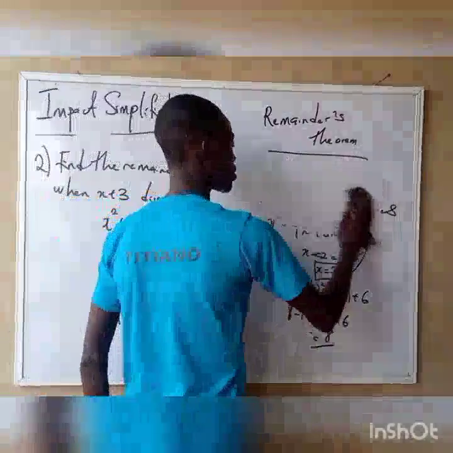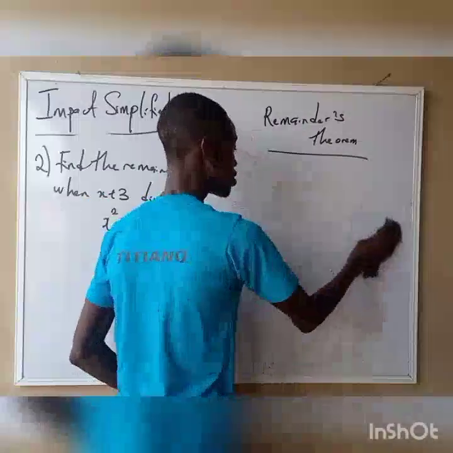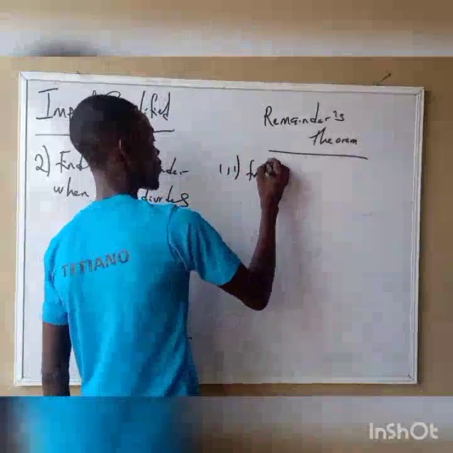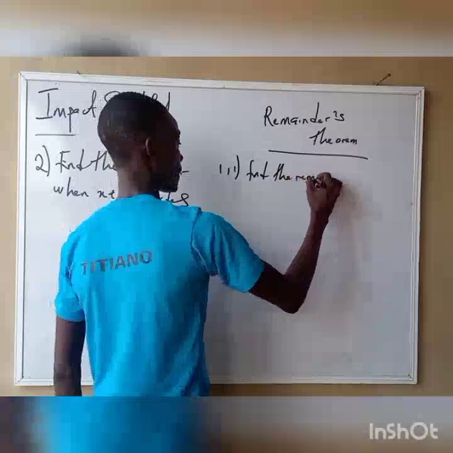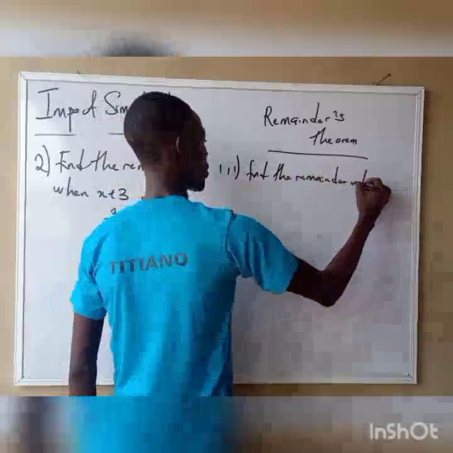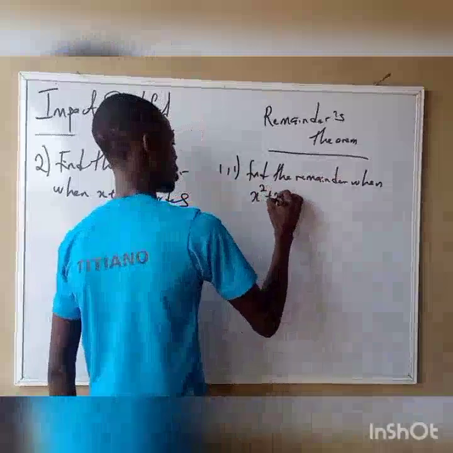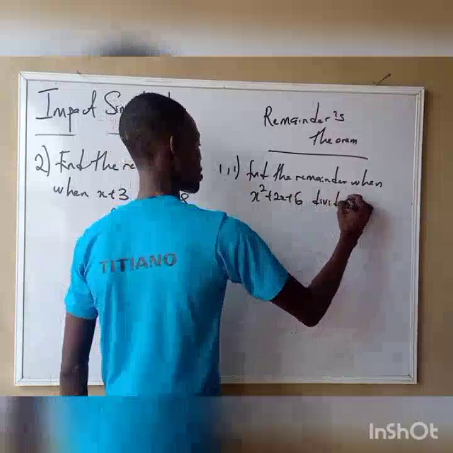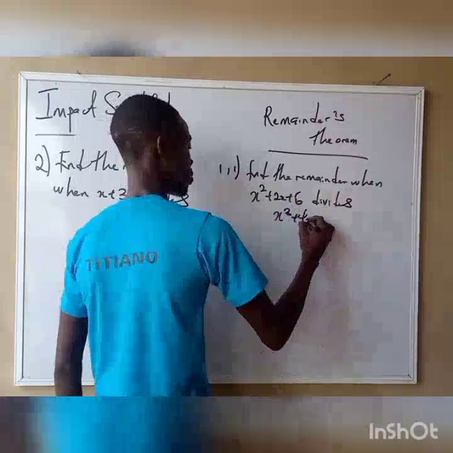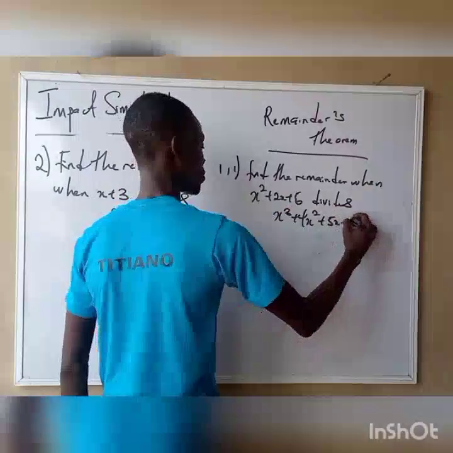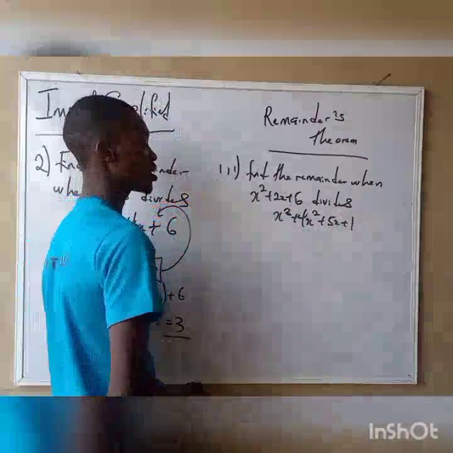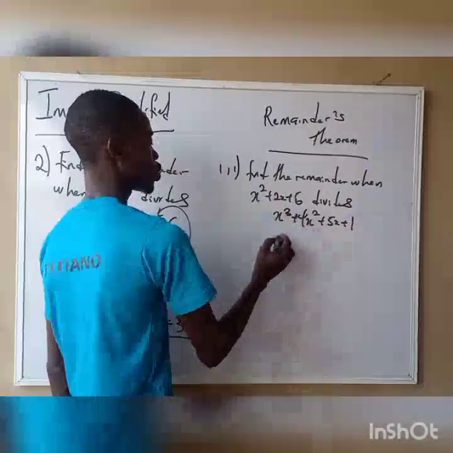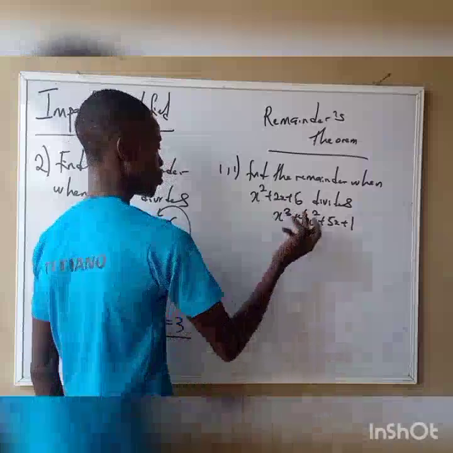Now let us look at a question where we do not have a linear equation to divide. They said we should find the remainder when x squared plus 2x plus 6 divides x cubed plus 4x squared plus 5x plus 1. For this, we cannot make use of that theorem of equating the linear to 0 because we do not have a linear. So we have no other choice than to follow the long division.